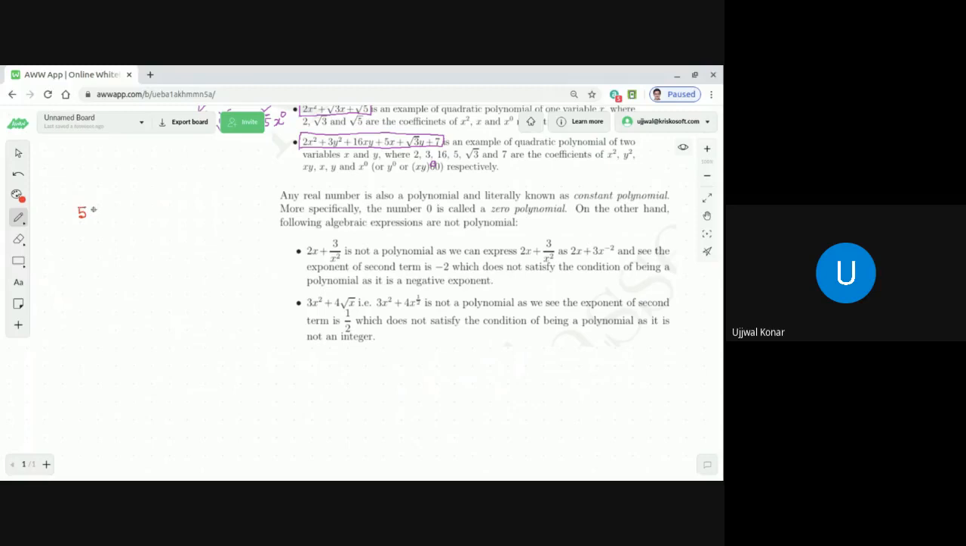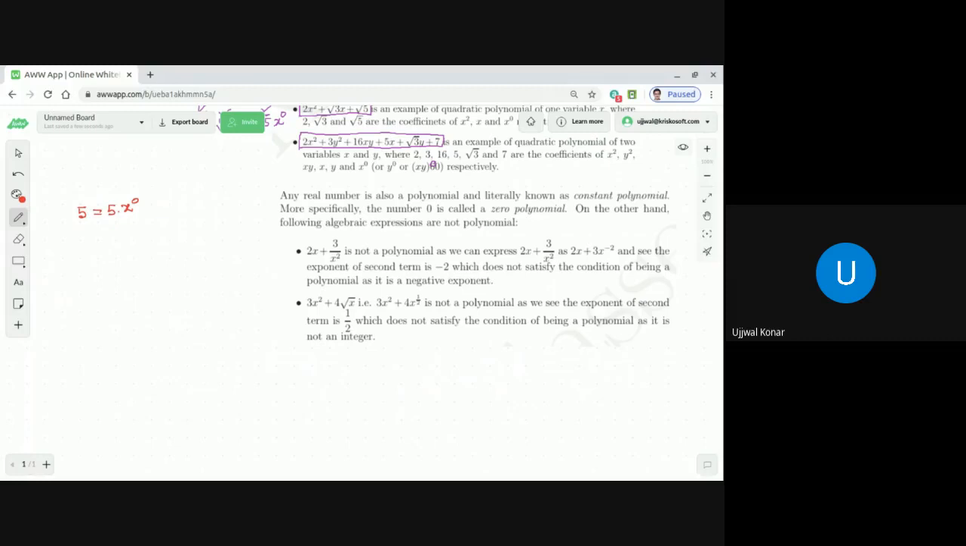How can we write 5? The power of x is 0, so we can write 5 times x to the power 0. That is also 5. So it is a constant polynomial. More specifically, the number 0 is called the zero polynomial. On the other hand, the following algebraic expressions are not polynomials.